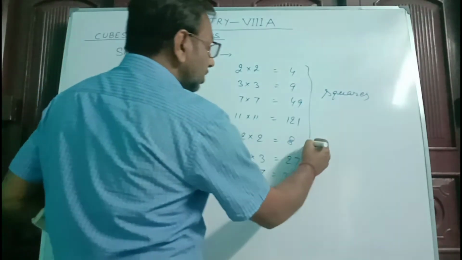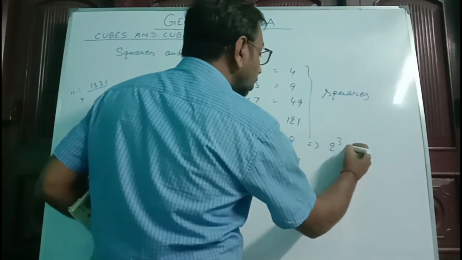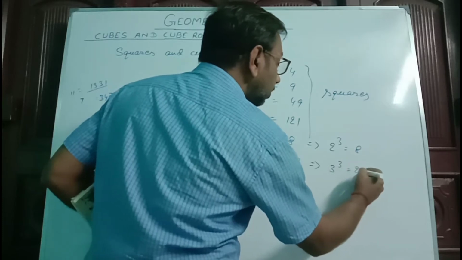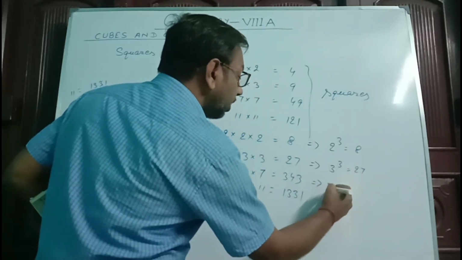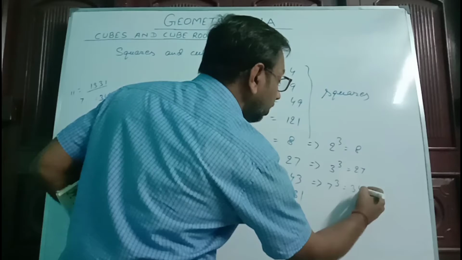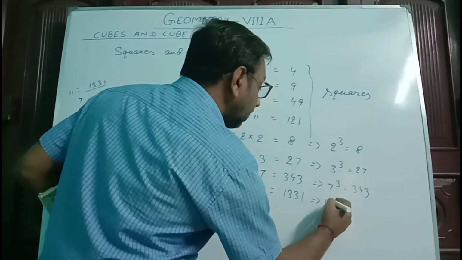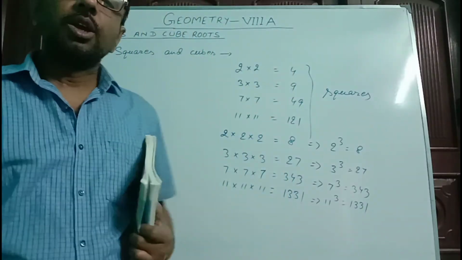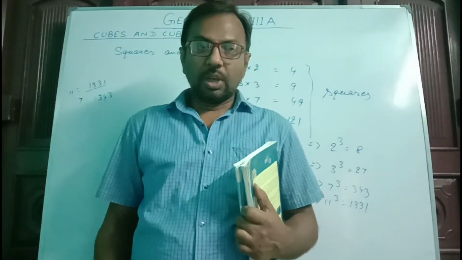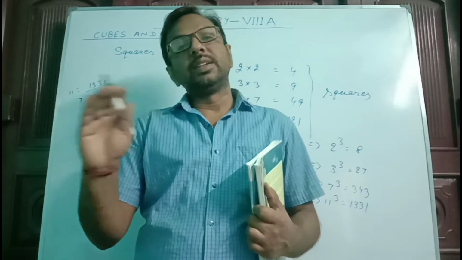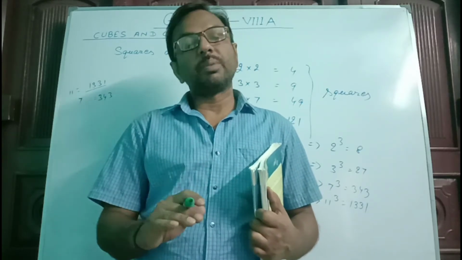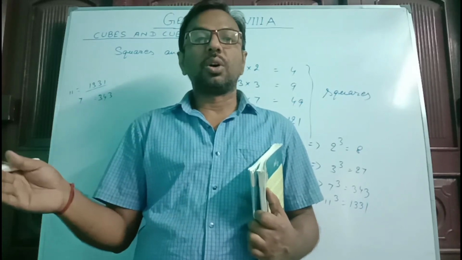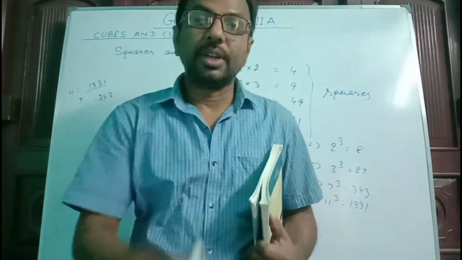And we can write this in this way also. 2 cube equal to 8. This we can write 3 cube equal to 27. This we can write 7 cube equal to 343. This we can write 11 cube equal to 1331. So in the cube, the same number is multiplied 3 times, thrice. Then the result is called the cube of that given number.